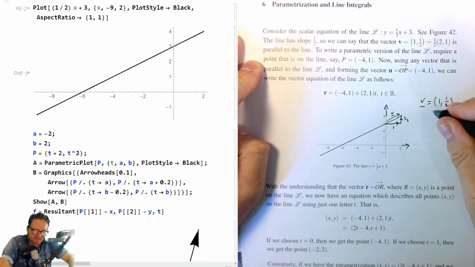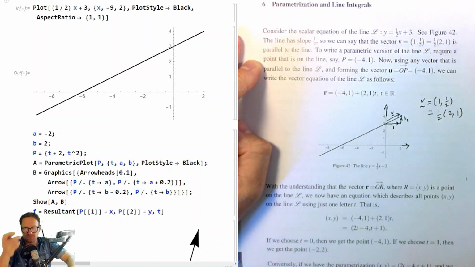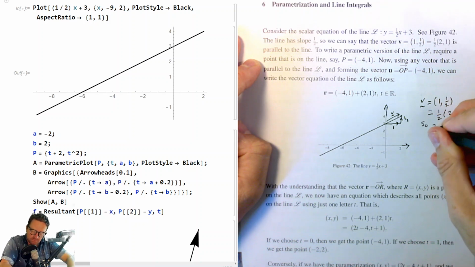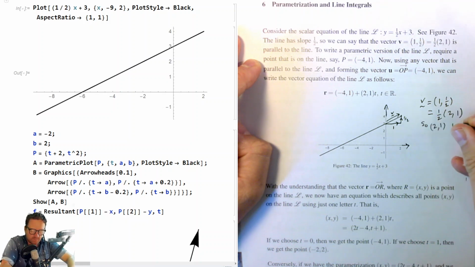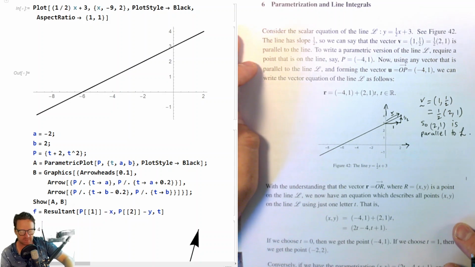Now there's another way to write this. We could call this pulling out the 1/2, factorizing it out. It's 1/2 of the vector 2, 1. So 2, 1 is parallel to the line. Okay, fantastic. So what does that tell us then?